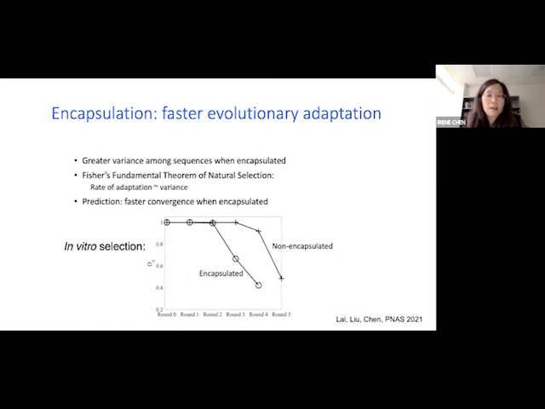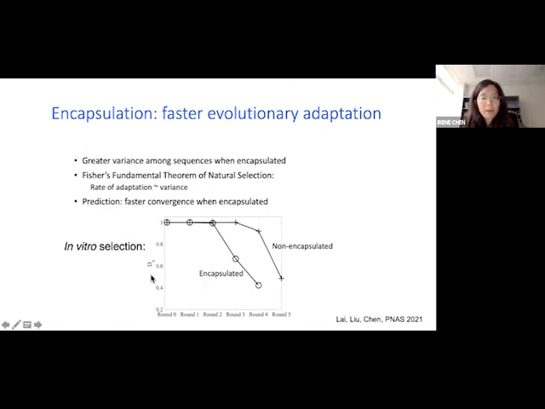So if you have a very highly variable population, then adaptation is faster because the high fitness sequences quickly crowd out the low fitness sequences. Whereas if everything is very close in fitness, you have many individuals with similar fitness, then adaptation moves very slowly because there's just not that much variation in the population. So our prediction is that if we conduct in vitro selection inside vesicles, we should get faster adaptation, or faster convergence onto the most active sequences, when the ribozymes are encapsulated. And that's what we see.